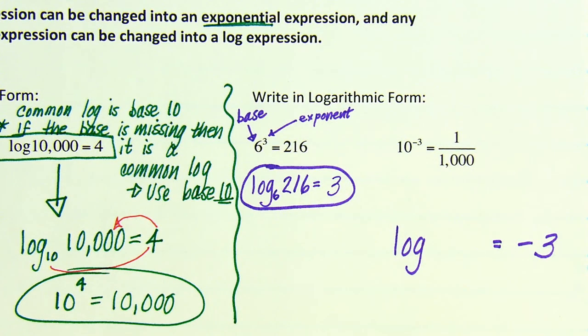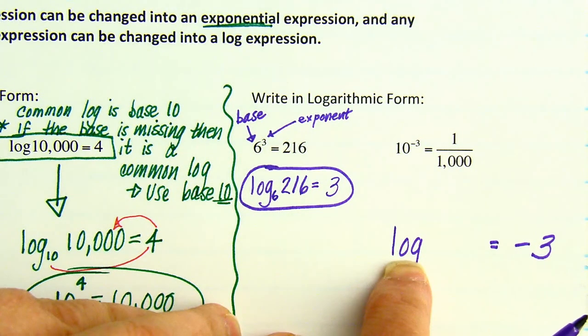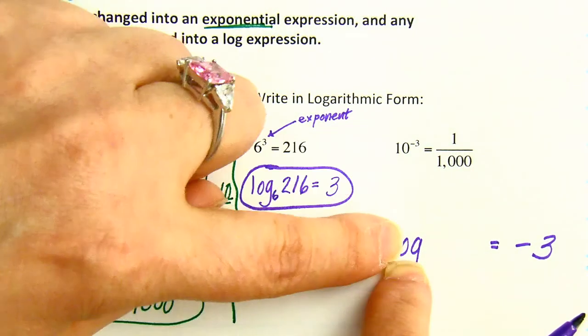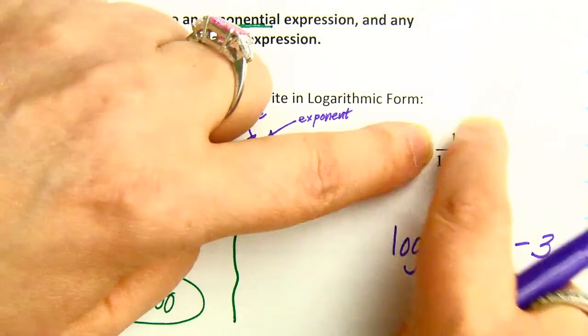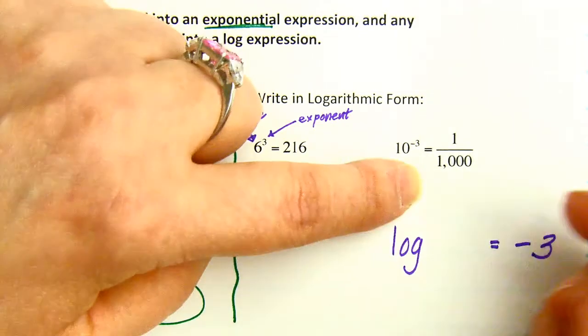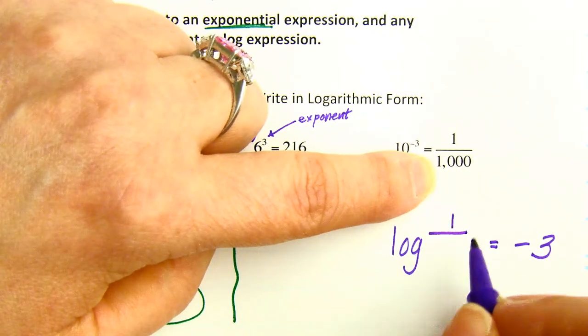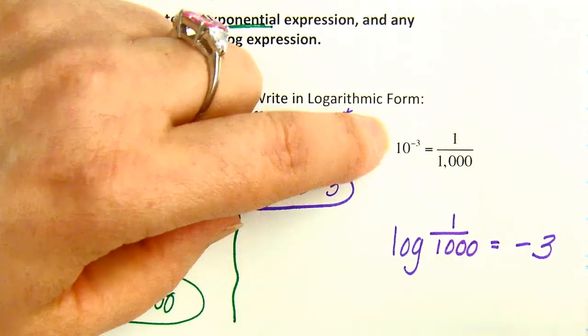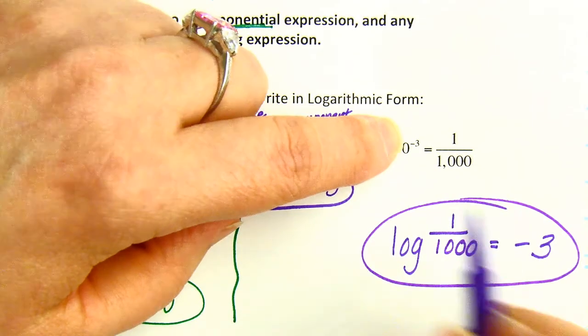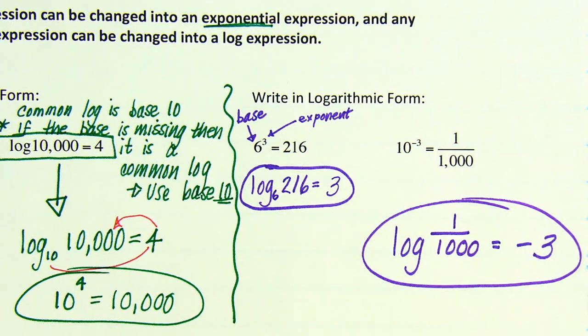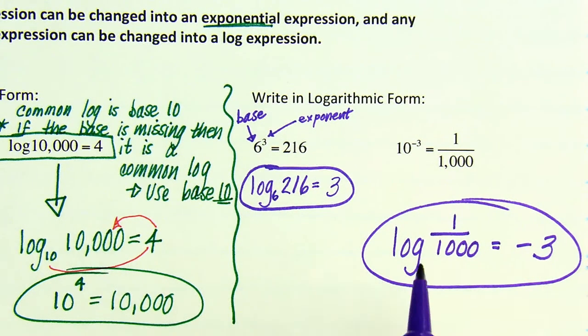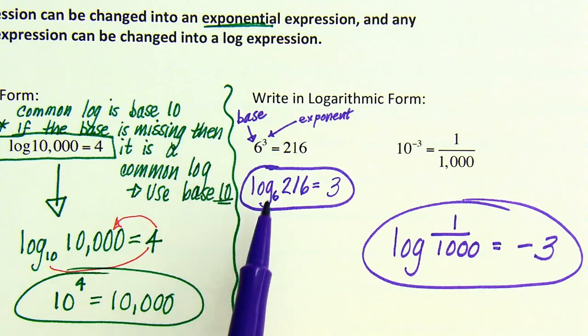What goes next to log? This is log base 10. Okay, my base is 10. I took care of that. This thing goes right next to the word log: 1 over 1,000. Okay, so again, since the base is 10, we're not going to write a little subscript. Over here, the base was not 10, and so we needed the subscript.